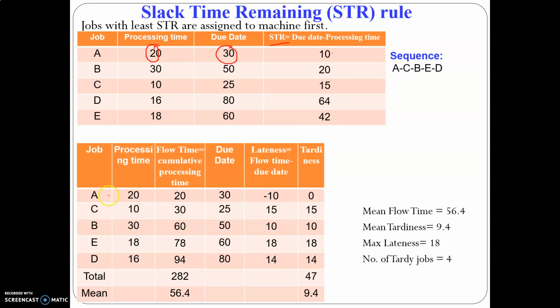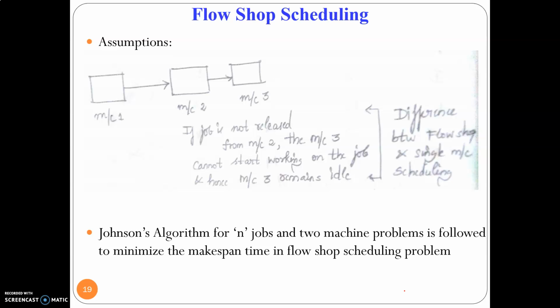Okay, so this is the sequence A, C, B, E, D. So once I find the sequence, the remaining steps will be the same. I will be writing the corresponding processing time and due time. Then find out the cumulative flow time, lateness, tardiness, and finally the performance measures. Okay, so that's all about the single machine schedule.